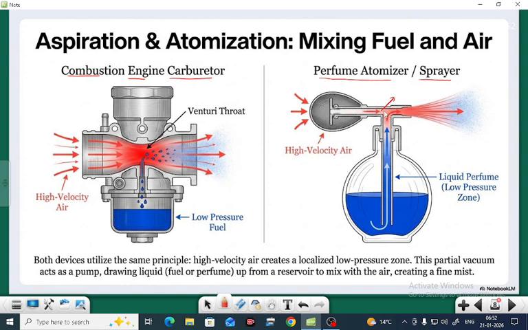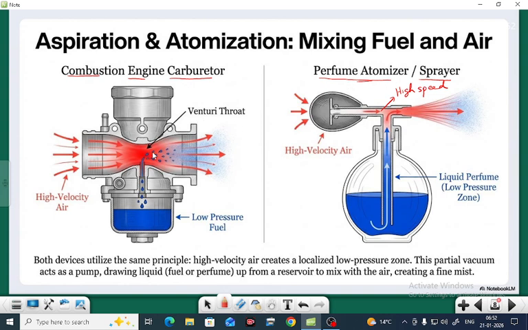You see, when the air blows here at high speed, and the speed is high, pressure is low at this position, so the liquid flows from high pressure to low pressure in this direction. This is the work of a perfume atomizer or sprayer. Combustion engine carburetor.